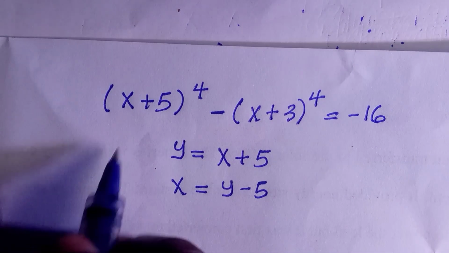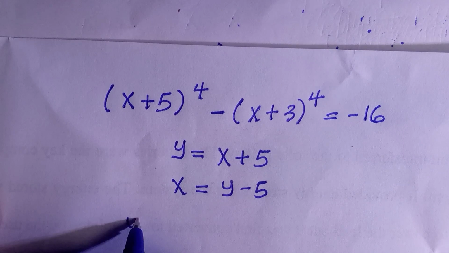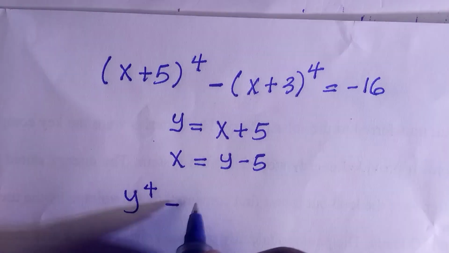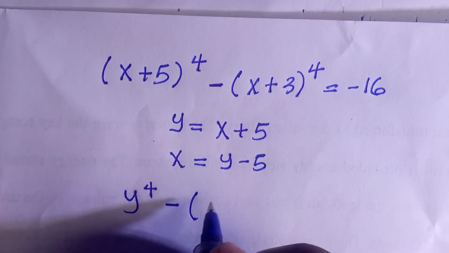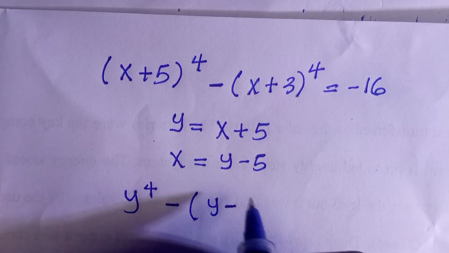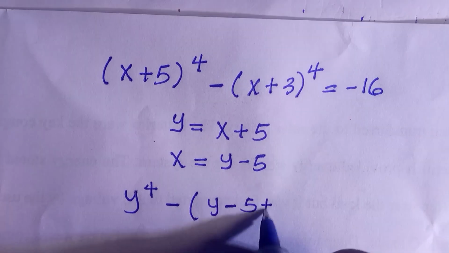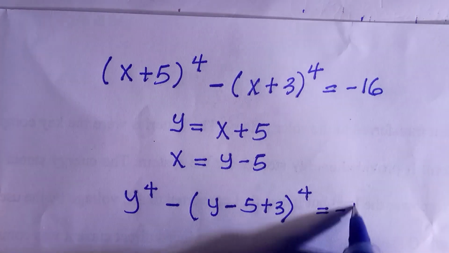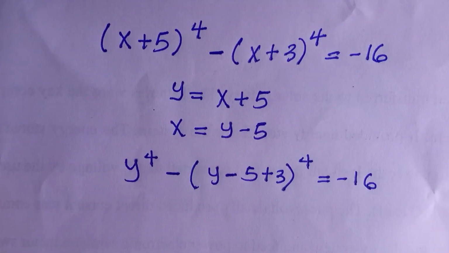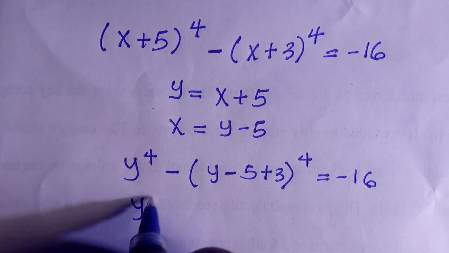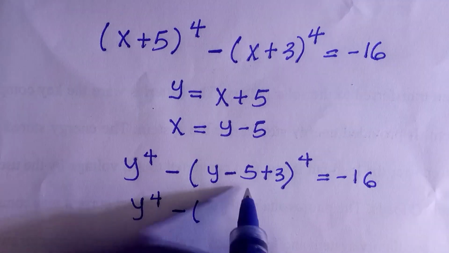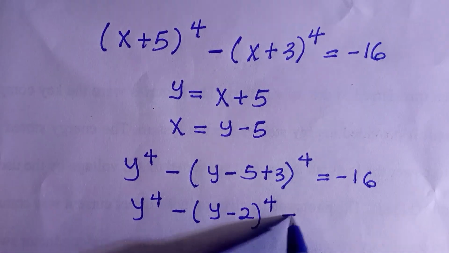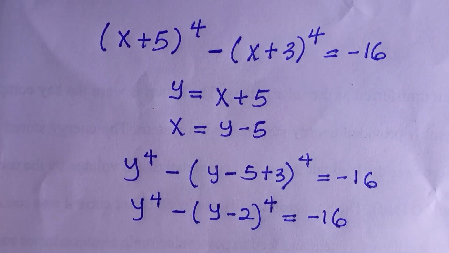Since we have let this, we are going to replace it in the real equation as y to the power of 4 minus bracket, and x is y minus 5 plus 3, raised to the power of 4 equals negative 16. The next thing is we are going to have y to the power of 4 minus, if you subtract these two, we have y minus 2, everything raised to the power of 4 equals negative 16.